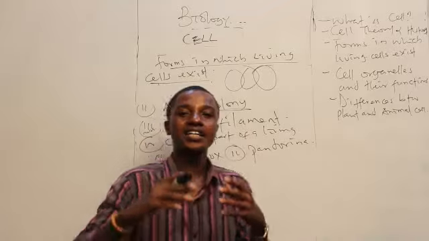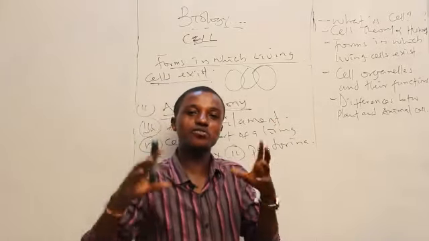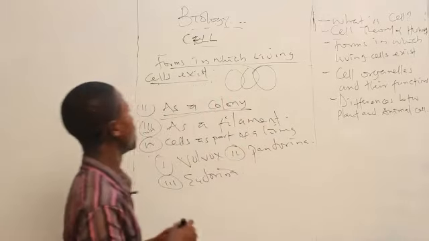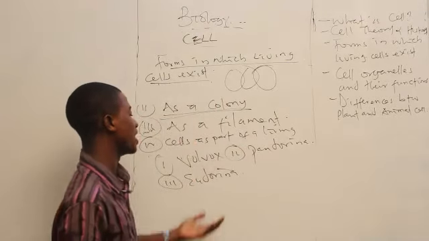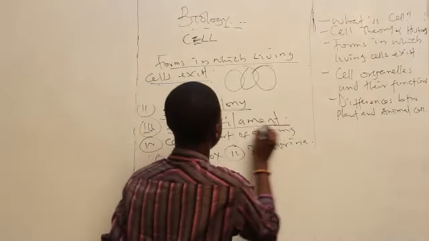They are together, their membranes are tightly held together. So they do stuff together, they share stuff together. So a very good example of them is the volvox, the Pandorina, and the Eudorina. So quickly we'll move to cell as a filament.